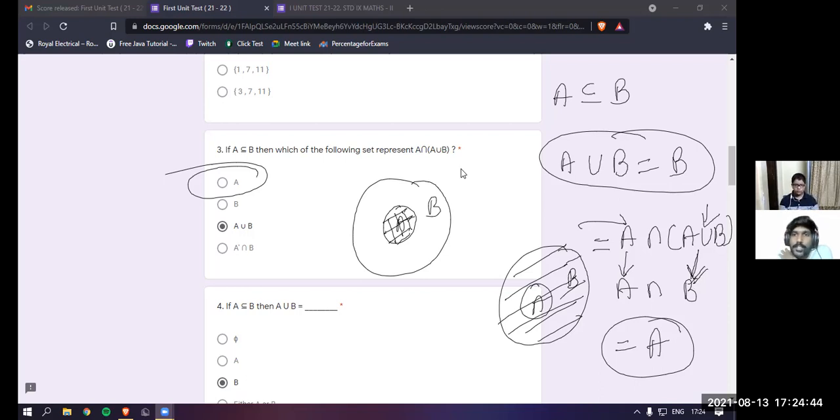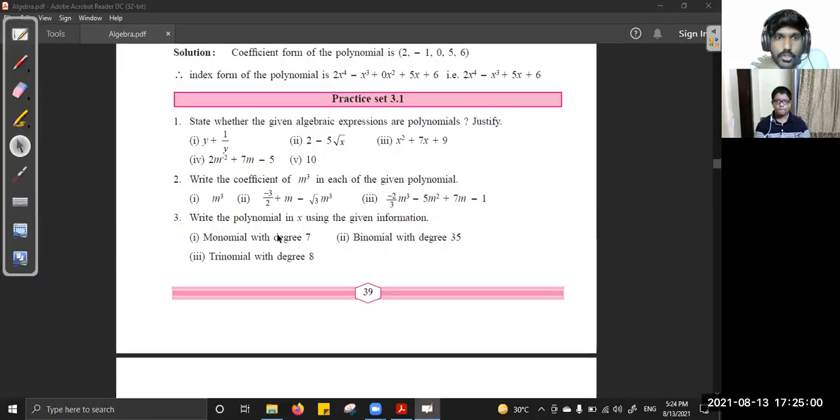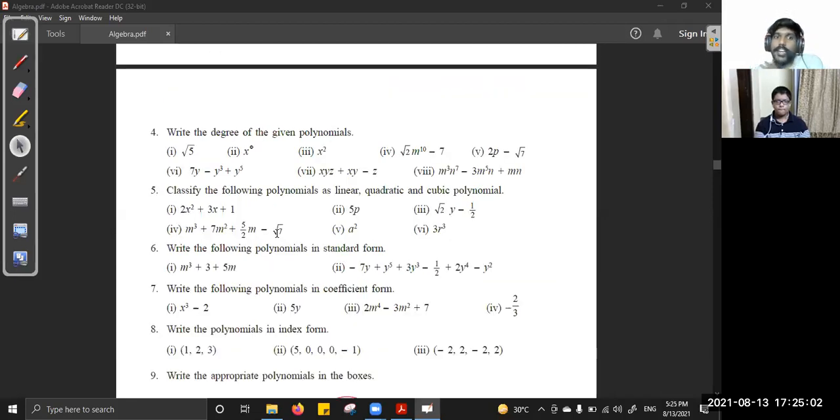Fine, good. This was a little bit tough, but okay, good, you did it. Fine, we'll continue. Question number 4. Write the degree of the given polynomial.